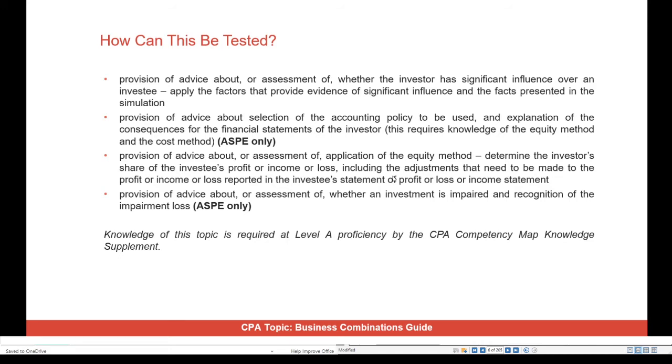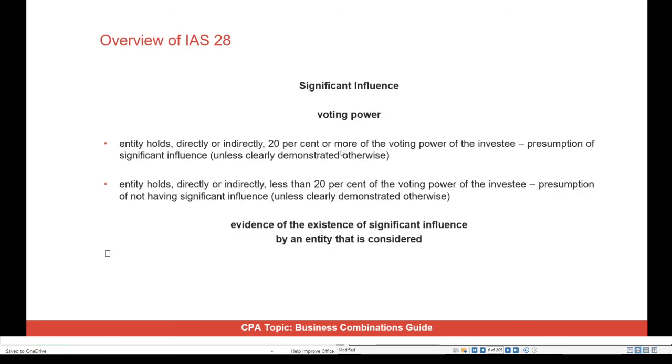So how can this be tested? This is a level A, which is why it's relatively difficult. You will need to go through it thoroughly, so be very careful about it. Basically it's giving advice on whether or not the investor has significant influence, and then doing the mechanics of the calculation, which we're going to go through tonight.